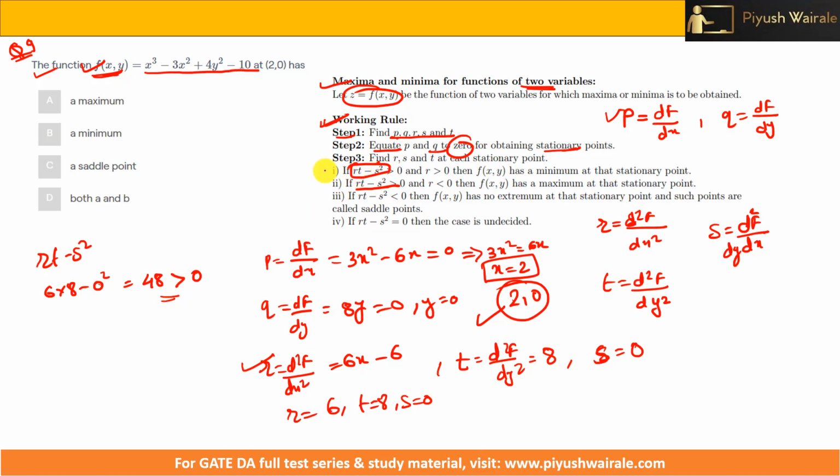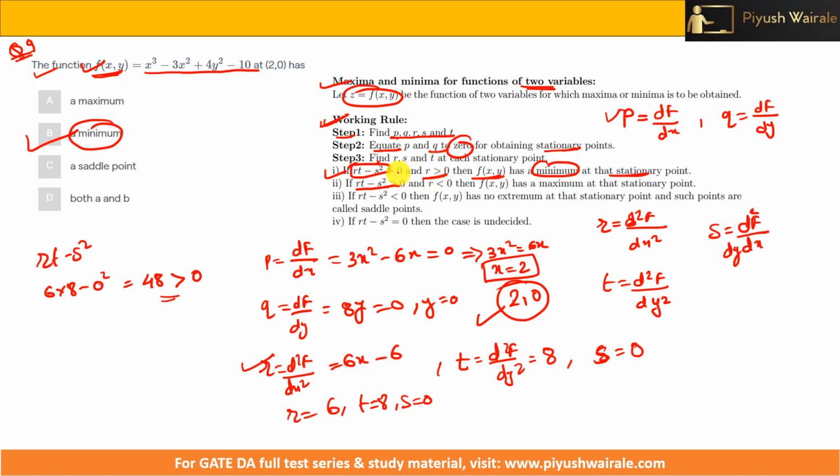If both the things are greater than 0, then f of x comma y will have the minimum value at that stationary point, right? So option B is correct. This particular function will attain a minimum value because rt minus s square is greater than 0 and also r is greater than 0.